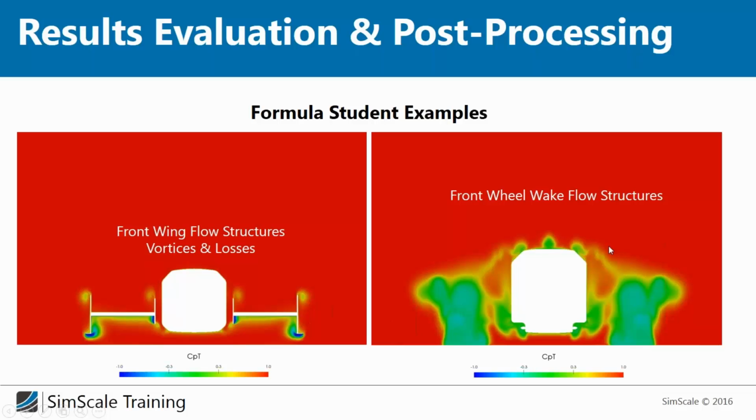Or if we look here to the right, we see the trace of the front wheel wake structures, where we have low energy flow. Those are the structures that we would like to follow downstream, to see where they go, where they propagate, because basically they are low energy. We don't want them under the floor. We don't want them to affect your rear wing, for instance, or your diffuser. So those are the things to look for here.